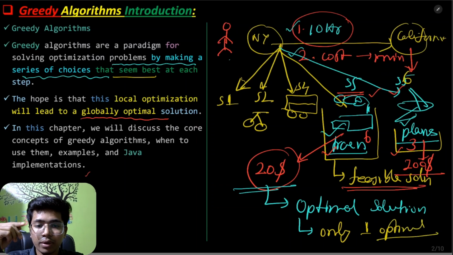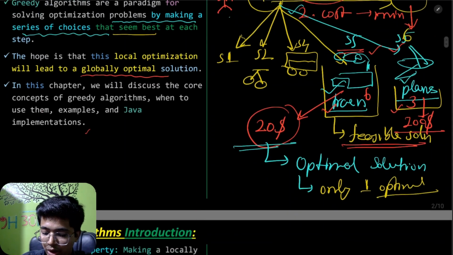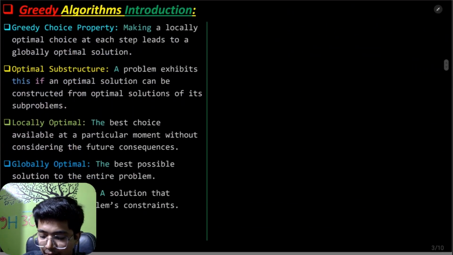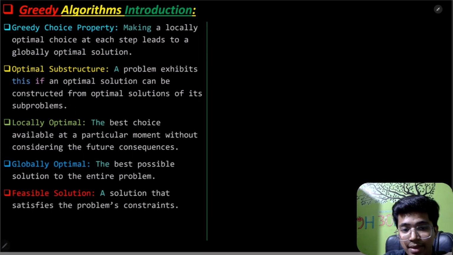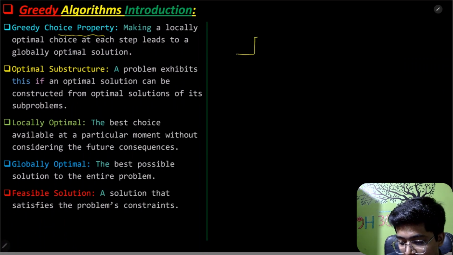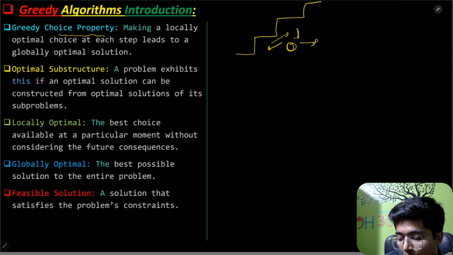Now we'll be understanding a few important terms that we'll be utilizing in all the greedy algorithms. So let's move to the next page. Greedy algorithm important terms. First we'll study the greedy choice property. Did you notice that at each step we took a decision, either to move forward or backward, 1 or 0? This is called the greedy choice property.